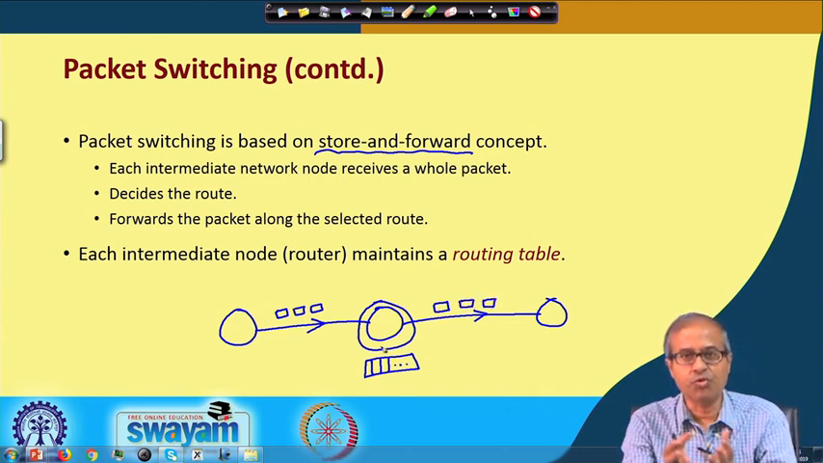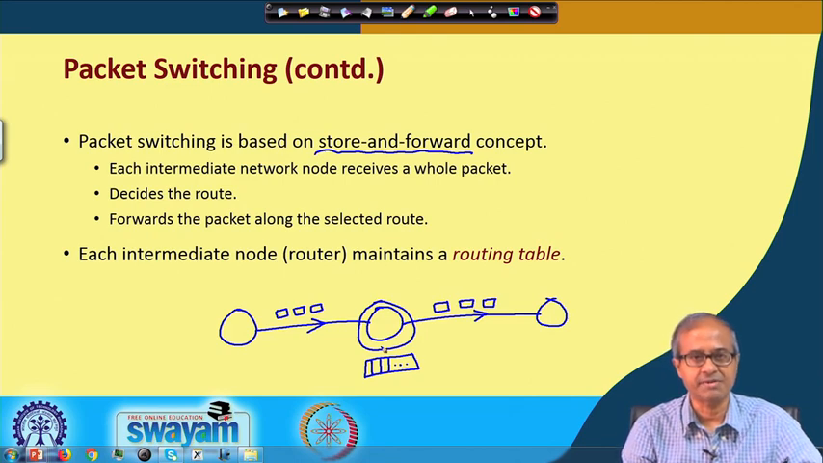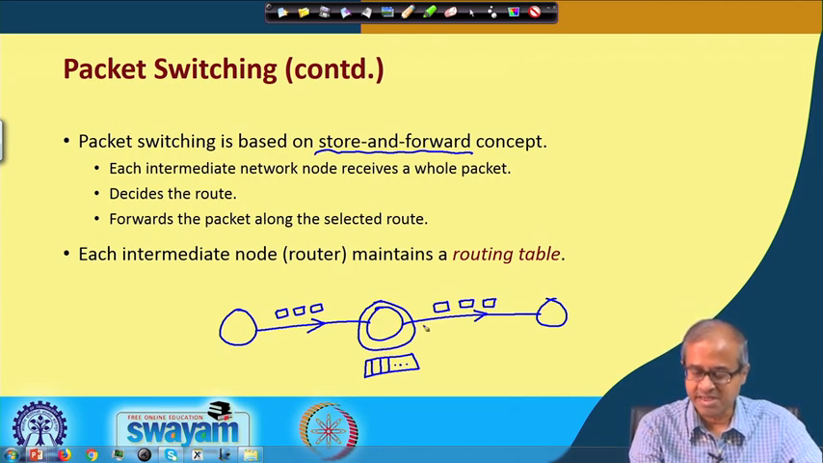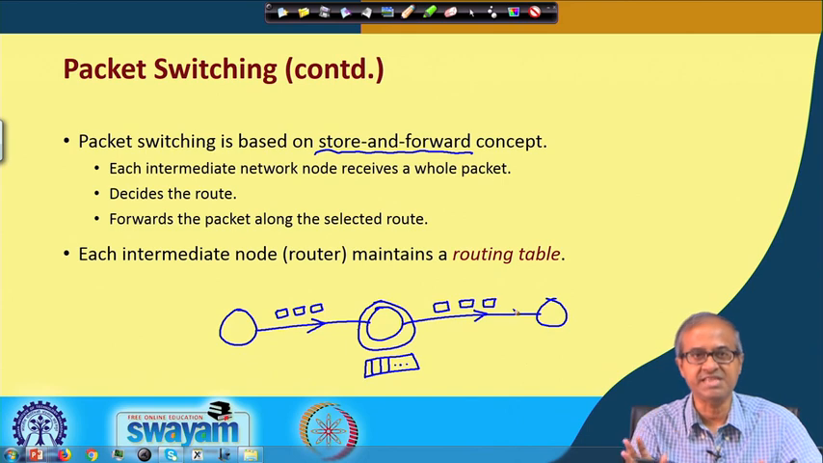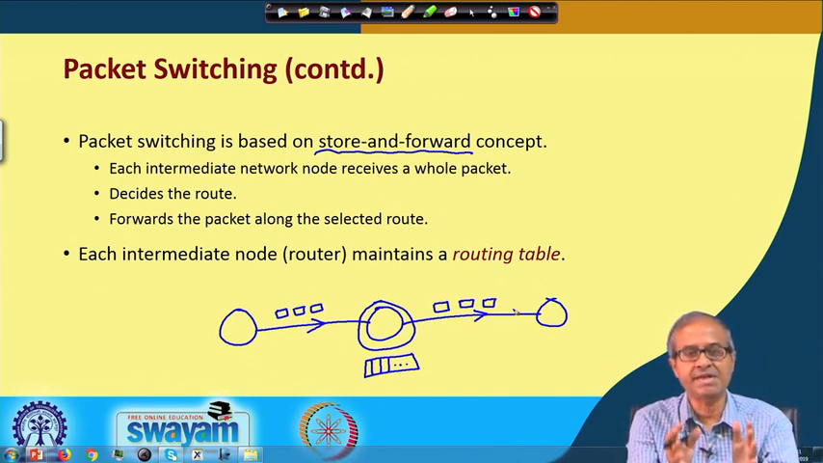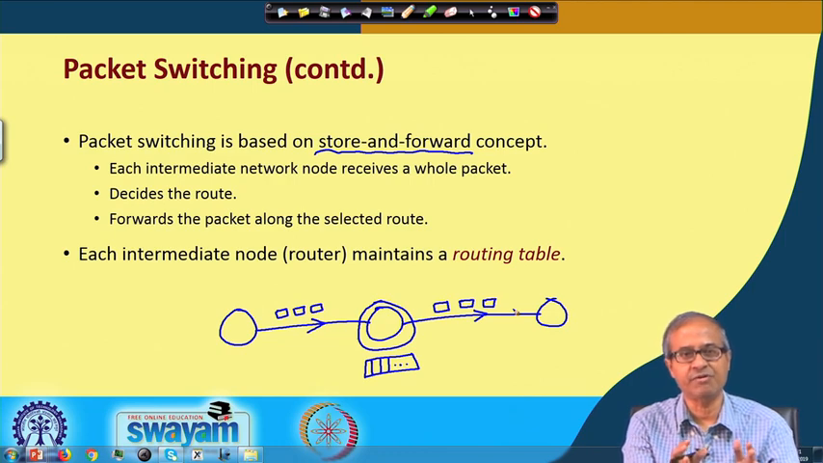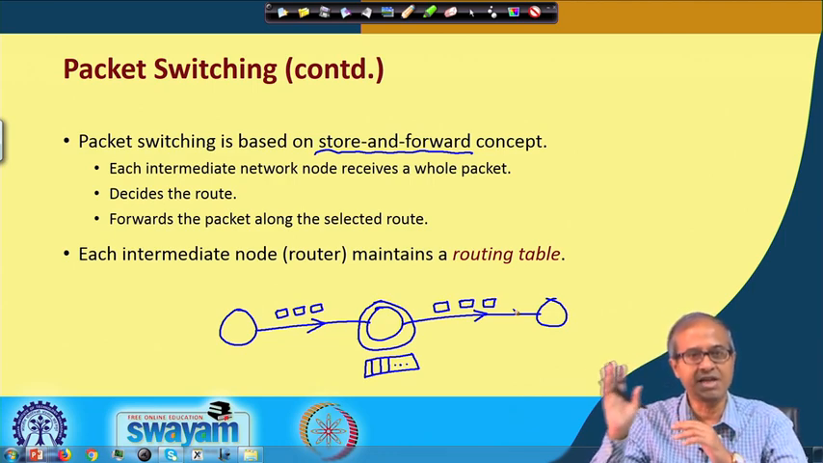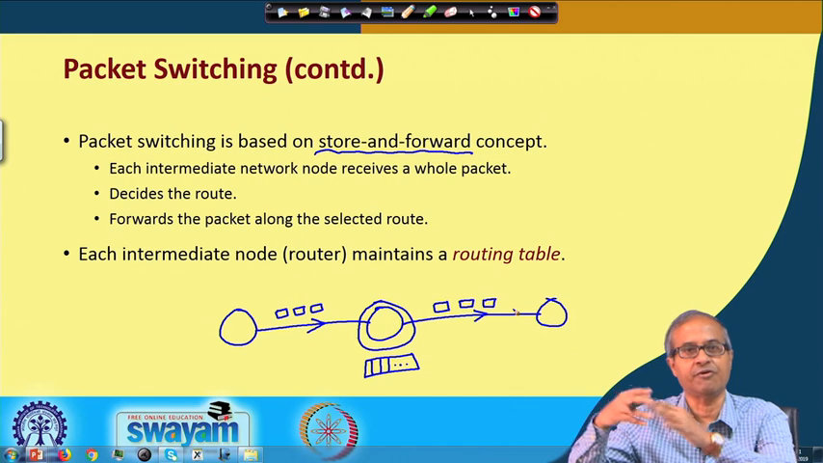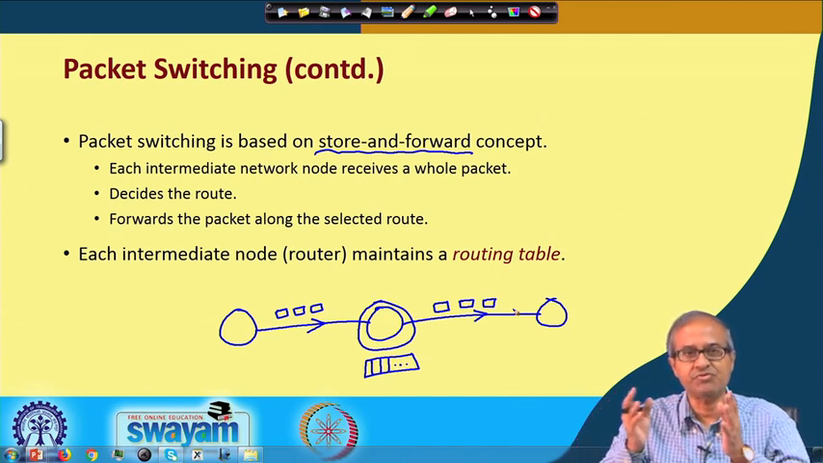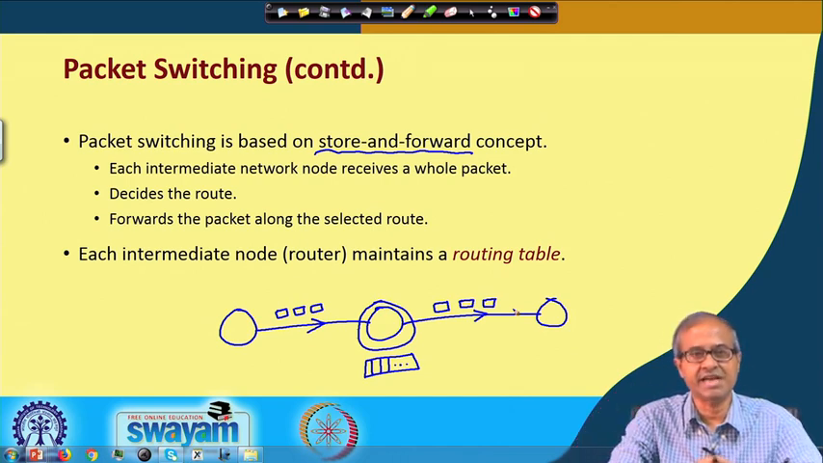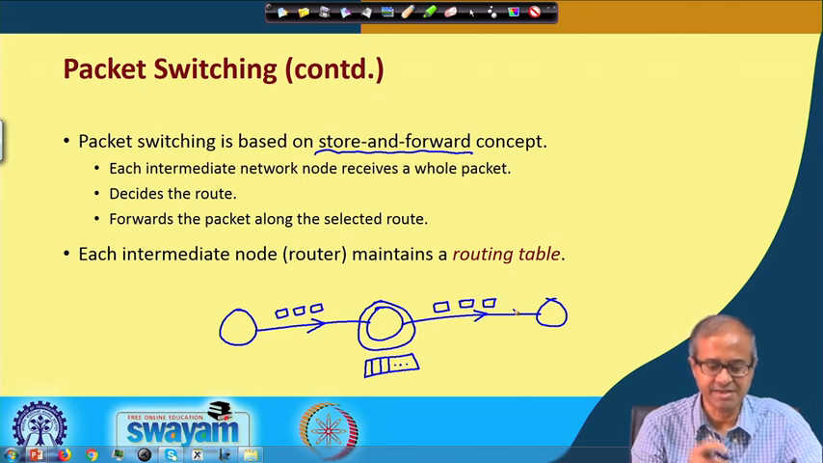So, there is a store and forward kind of concept. If due to some reason the next link is busy, there is a lot of traffic, then you will temporarily store the packets in the buffer, and you will not send them now. When the link becomes free, then you forward them. In this way, the link utilization can improve to a great extent.